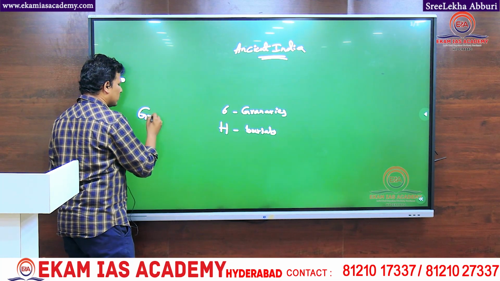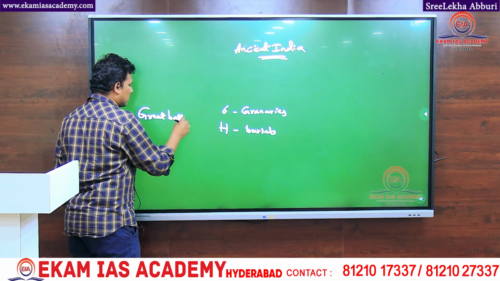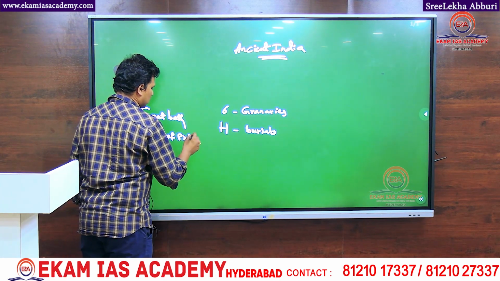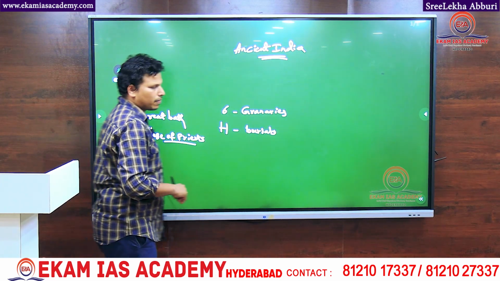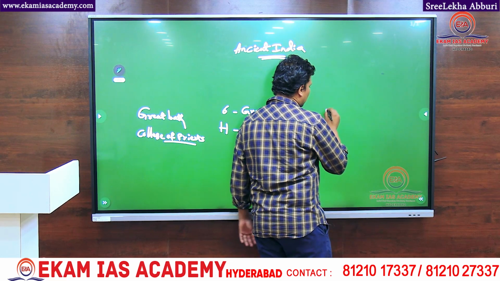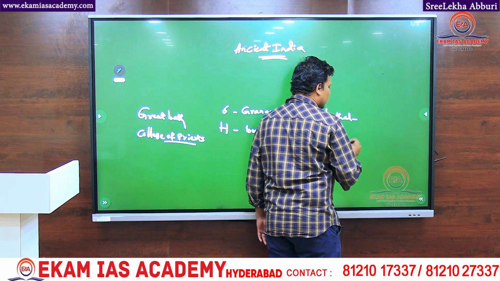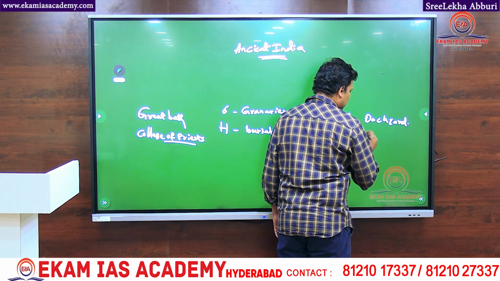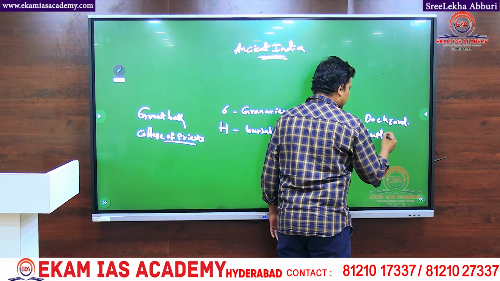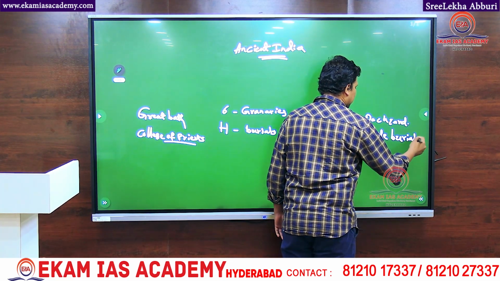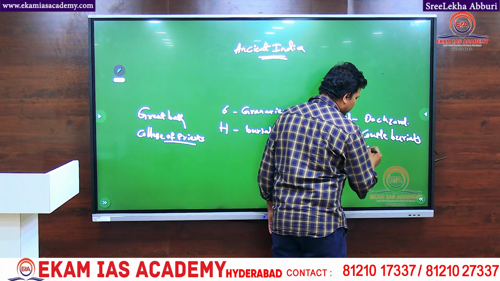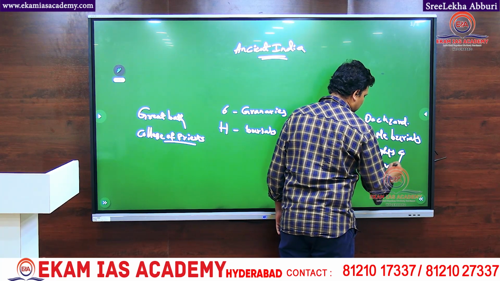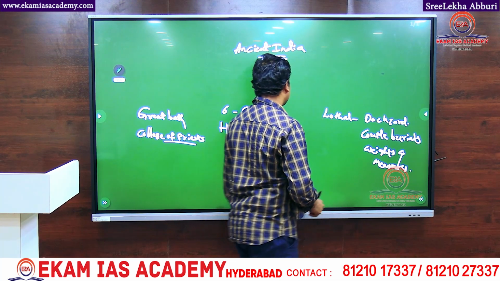Mohenjo-daro, obviously Great Bath, and then College of Priests. These are the two things. And then, you know, Lothal. Lothal is the dockyard. And then you can say couple burials, and then weights and measures.